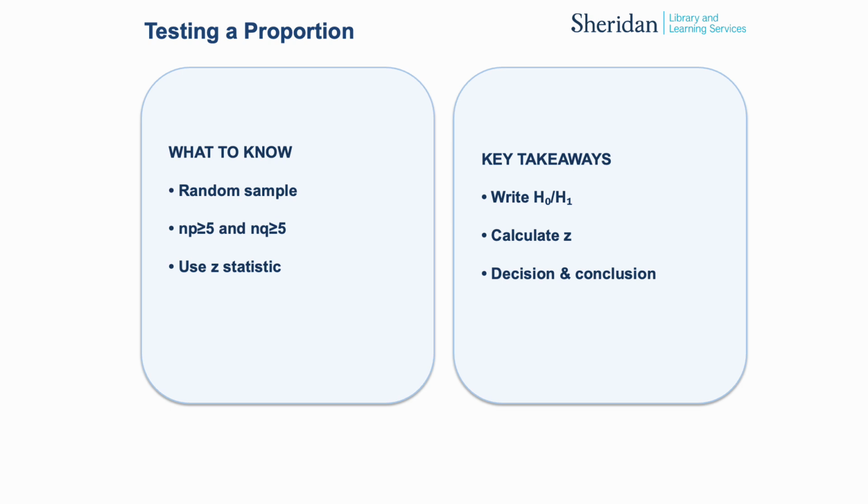Make your decision and write a conclusion in words. Notice that the conclusion should always answer the original question. Instead of simply writing reject H0, explain what that decision means in context. For example, you might write, there's significant evidence to conclude that the proportion of satisfied customers is greater than 90%. That final sentence is just as important as the calculation itself.